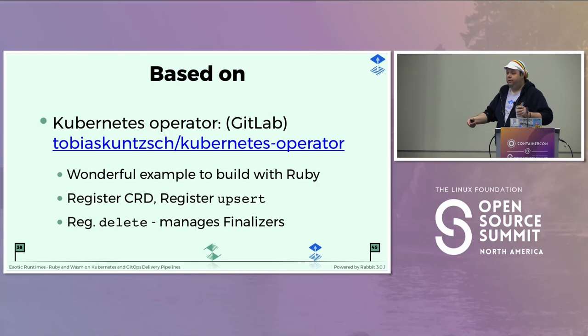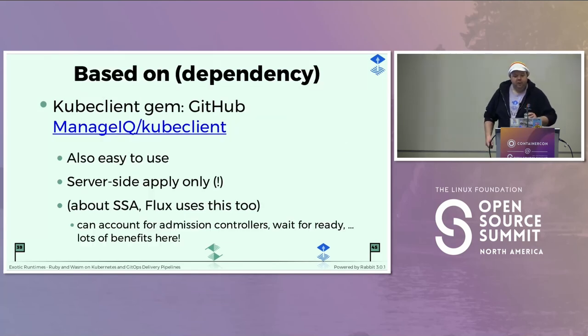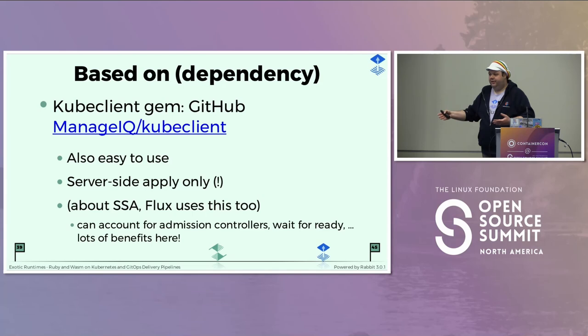Flux is based on the controller runtime. Probably there are a few other controller runtime like things out there. I'm not going to try to name them, but here's KubeClient, the Ruby library I was talking about. Has some nice features, like it uses server-side apply. If you don't know about server-side apply, that's another relatively new feature in Kubernetes that Flux uses. Gives you some very nice capabilities, like the ability to wait for the resource that you just created to become ready before you return from your function call that said create this thing.